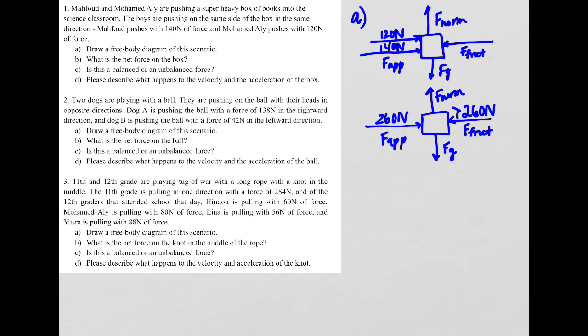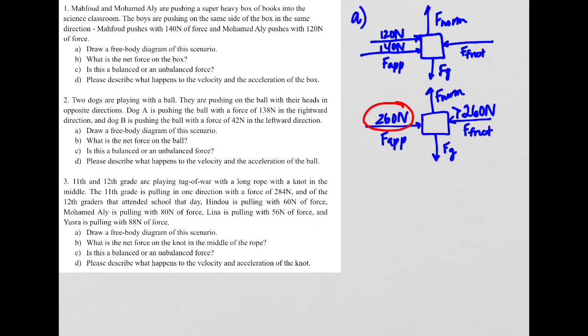All right, what is the net force on the box? We just figured that out right here. It would be 260. Or if you said we can't know for sure because we don't know the friction force, that would have also been a really clever, good answer. But if you said the net force on the box is 260, that would be fine too. Is this an unbalanced or balanced force? We know that it's unbalanced because it's moving, right? If it was balanced, it would not be moving.